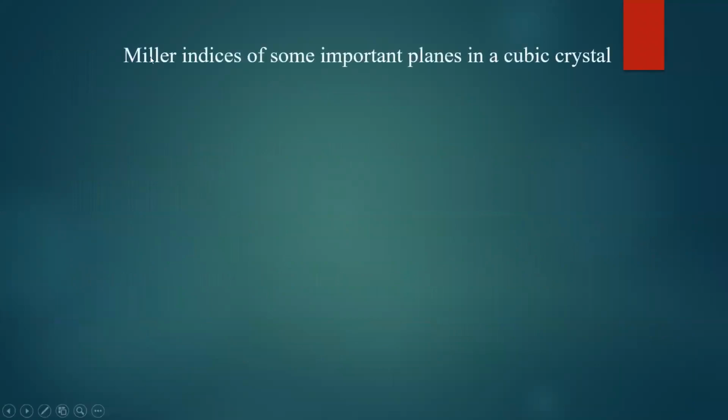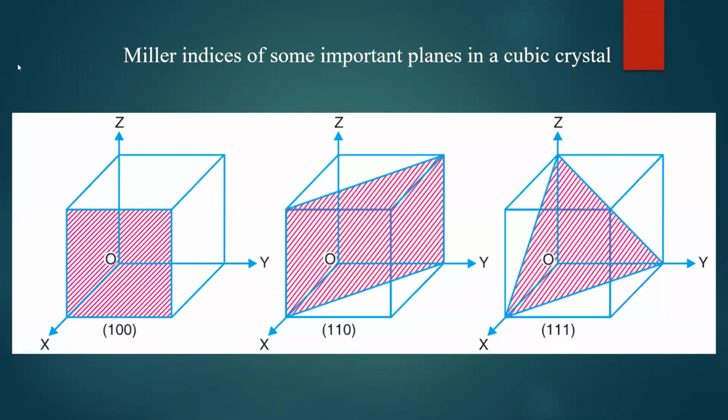So let us take some examples of Miller indices in the case of cubic crystals. In a cubic crystal, how are Miller indices defined with respect to different crystal planes? Let us take the first set. This is the plane. The shaded area is the plane. The axis origin is O, which is situated here. The X-axis, Y-axis, and Z-axis are represented.